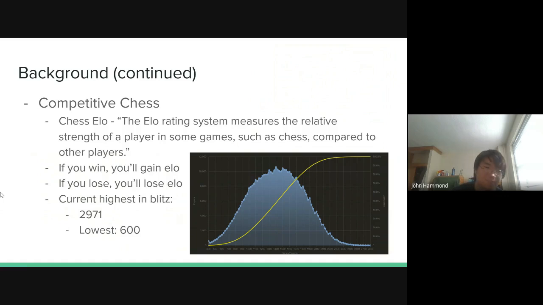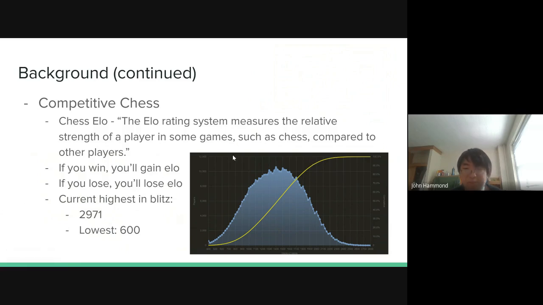I think these numbers are from chess.com, but in Blitz, for example, the highest rated is 2971, so somewhere around the 3000s range, and then the lowest is 600, but different sites have a different lowest. At that point, if you lose, you just stop losing ELO. It's just like a hard floor, whereas the ceiling does not have any limits.